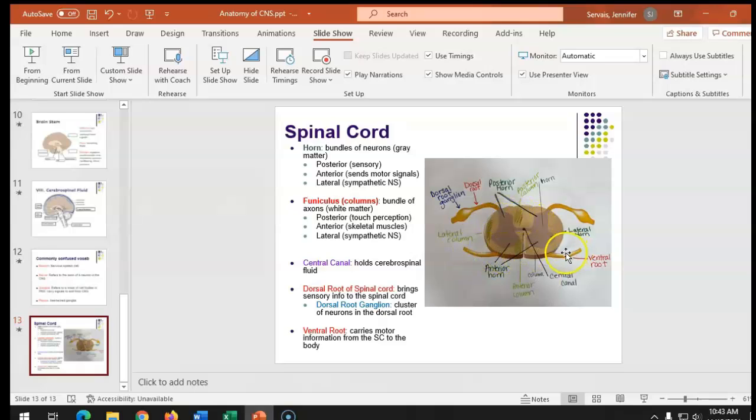And then coming off the front is going to be a ventral root, which is going to carry motor information from the spinal cord to the body. And then coming off the back is the dorsal root. And the dorsal root is going to carry sensory information to the spinal cord. The dorsal root will eventually accumulate into a mass called the dorsal root ganglion, which is just a cluster of neurons in that dorsal root section. That is the anatomy involved in the spinal cord and the brain.